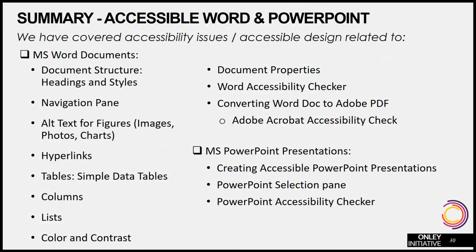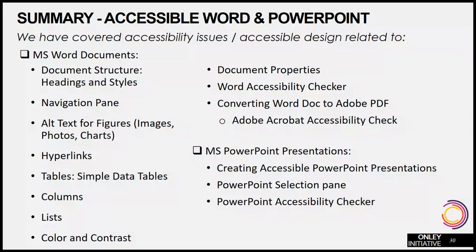So in this presentation, we have taken a look at accessibility issues and accessible design tools and techniques in Microsoft Word, covering how to use heading styles to create document structure, how to access the navigation pane to navigate your document's content structure, and assess that structure that will form the bookmarks in an accessible PDF, how to enter alt text for all graphics, photos, and charts, how to create a descriptive hyperlink with meaningful context for the site or document being linked, how to use tables properly and create simple, accessible data tables, how to properly format columns and lists to make them accessible.